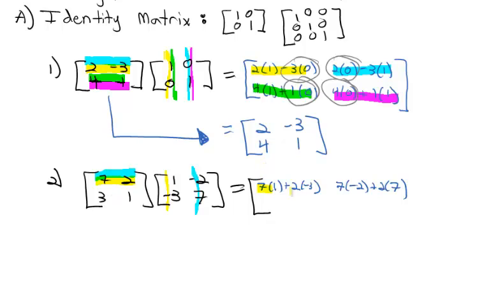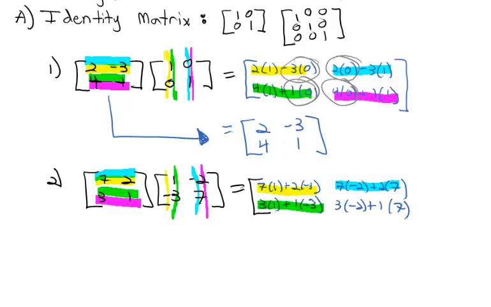Second row, first column is going to be 3 times 1 plus 1 times negative 3. And finally, second row, second column, working that out, it's going to be 3 times negative 2 plus 1 times 7.